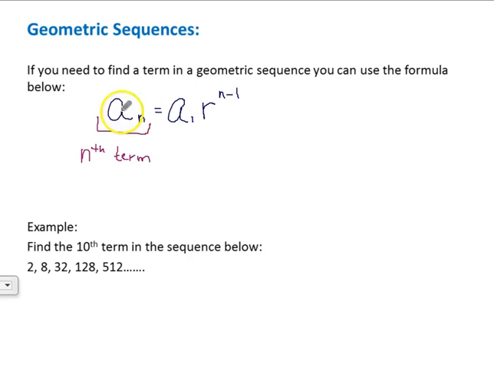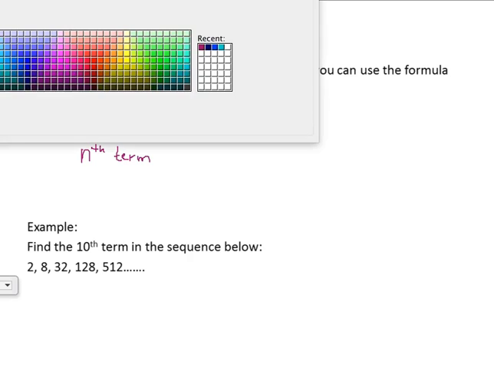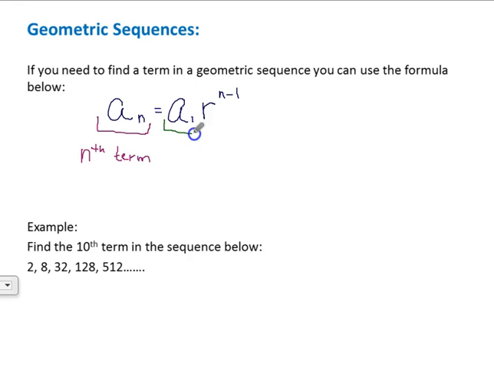But whatever term you're looking to find, it's going to be equal to a sub 1, which represents term 1. It's the first term in your sequence. So a sub 1 represents your first term. So if you're given your first term of a sequence, or a couple of them, the first term is going to be represented by this a sub 1.